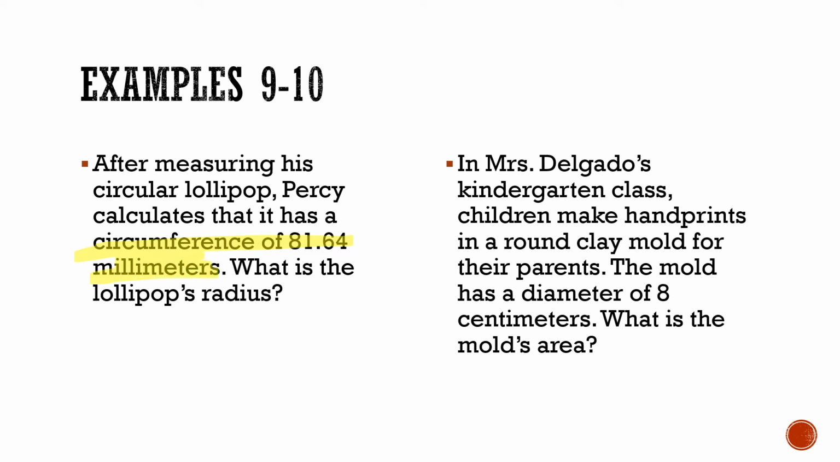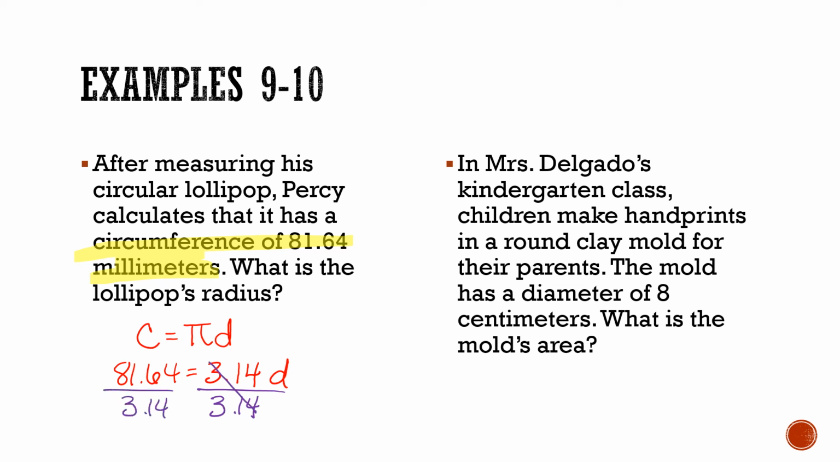So again, this is a circumference problem. So our formula for circumference is C equals pi d. And again, we were told the circumference was 81.64. We know that pi is 3.14, but we don't know the diameter yet. So this leaves us with our one-step equation again. So to isolate our variable d, we're going to divide by 3.14 on both sides of our equation. So 81.64 divided by 3.14 gives us 26. So our diameter is 26.